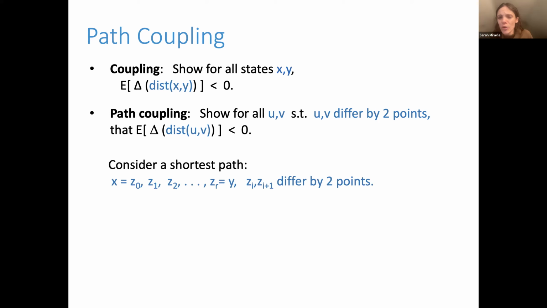And just to give you an idea why this works, if we show that between any arbitrary pairs of configurations you can find pairs that are in this special set, that only differ on 2 points, then the expected change in distance between any two arbitrary configurations is bounded by the sum of the expected changes between those special pairs. And so we can use those to get our bound overall.